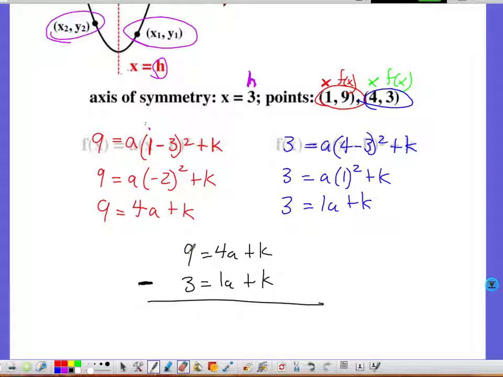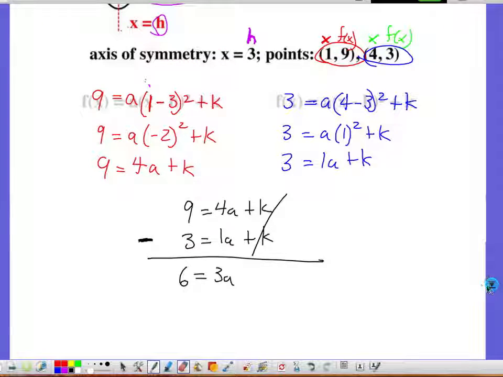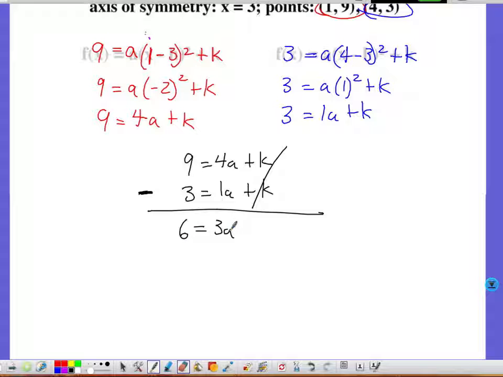And it's pretty easy. 9 minus 3, well, that's 6. 4a minus a is going to be 3a. And then finally k minus k, well, that's 0. And so, take a look at what we have left. 6 is equal to 3a. We can go ahead and solve for a now. So if we divide both sides by 3, we're going to get that 6 divided by 3 is 2, and we have a is equal to 2.